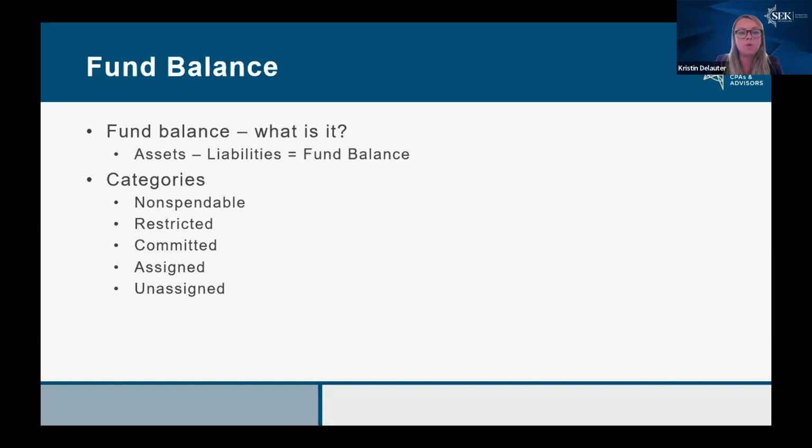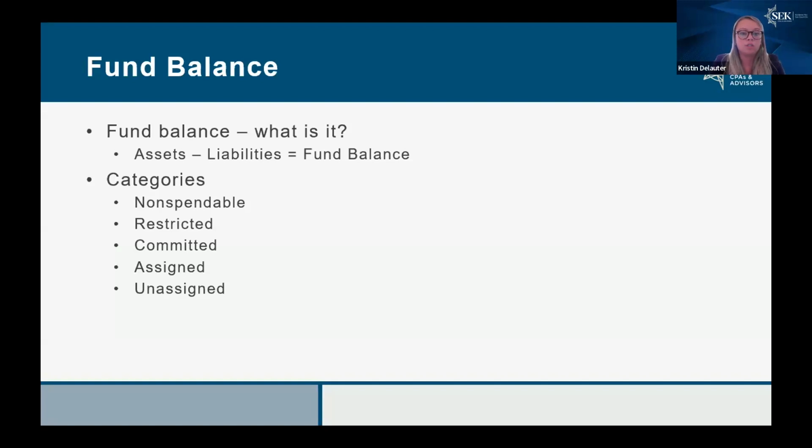And then the last category is the unassigned fund balance. So that's the spendable balance that has not been committed, restricted, or assigned. One thing to note for the unassigned fund balance is that you can have a negative unassigned fund balance on your balance sheet.